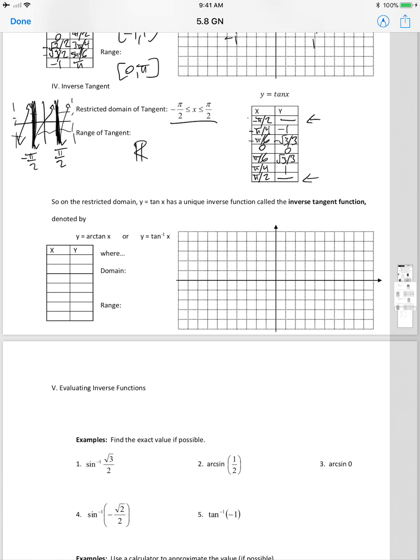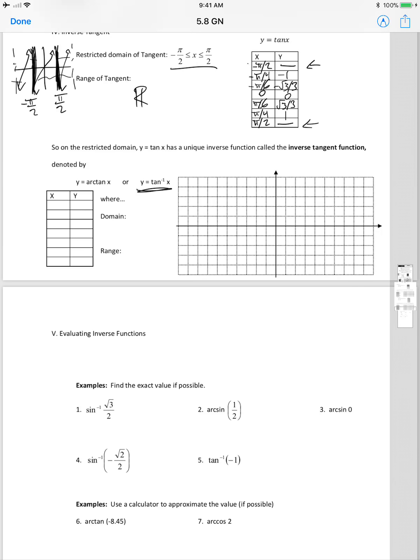So when I go to look at the inverse tangent, we write it like this, or we talk about arc tangent, then my domain and range have flipped, so now my domain is all real numbers. And then my range is between -pi/2 and +pi/2. And then my table of values has flipped.